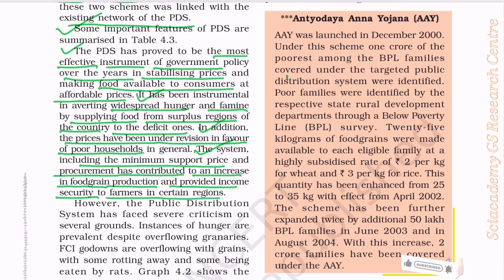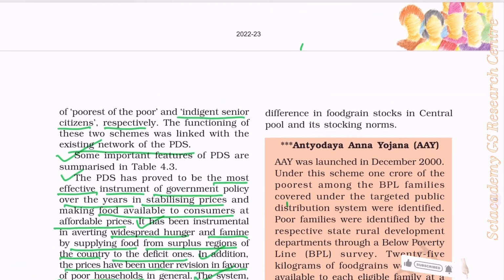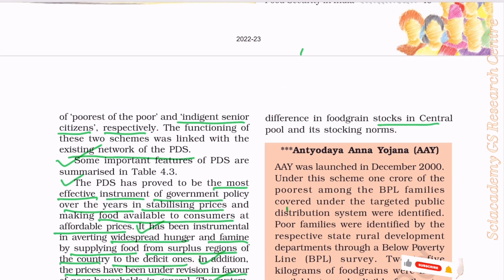However, the public distribution system has faced severe criticism on several grounds. Instances of hunger are prevalent despite overflowing granaries. FCI godowns are overflowing with grains, with some rotting away and some being eaten by rats. Graph 4.2 shows the difference in food grain stocks in central pool and stocking norms.